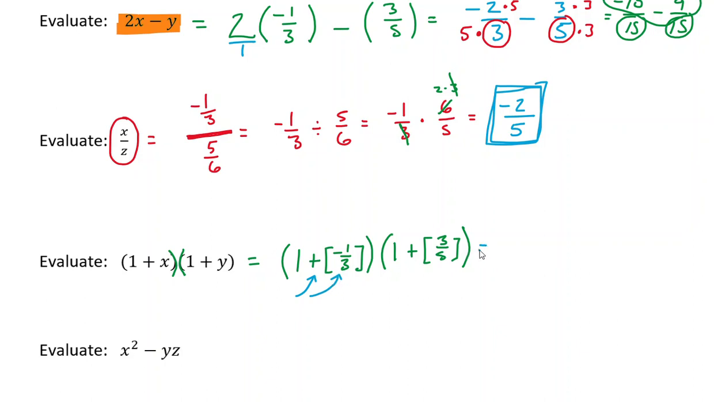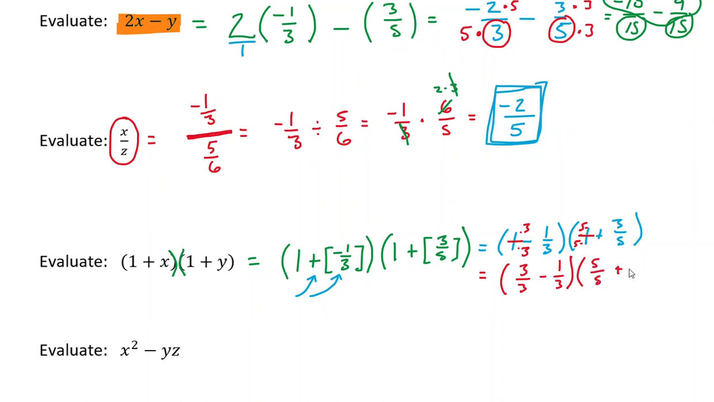I can rewrite this as 1 minus 1/3 times 1 plus 3/5. Now, I'm going to change those 1's into fractions, 1 over 1. And then notice that I need to get my denominators the same, so I'm going to multiply the denominator of the first one by 3, and the numerator by 3. So we have 3 over 3 minus 1 over 3. And the second fraction we need fifths. We'll multiply top and bottom by 5, so we get 5 over 5 plus 3 over 5.